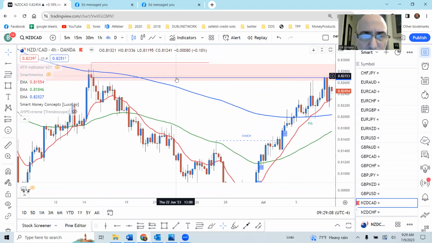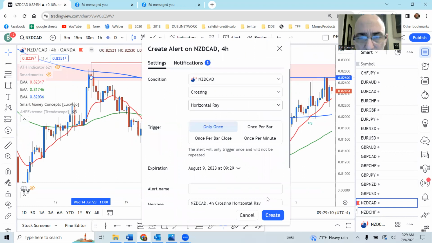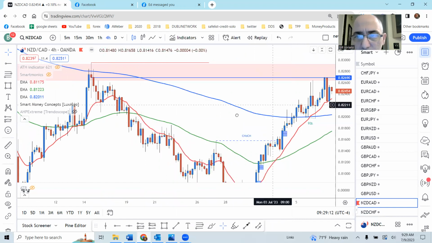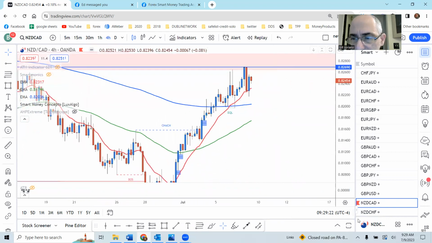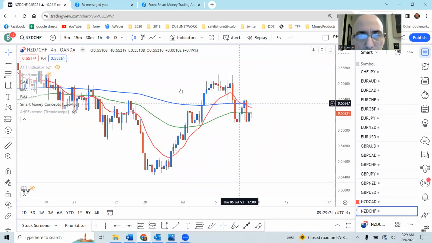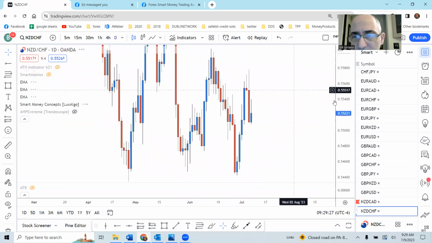But we could set another alert just to remind us, because more than likely price is going to move back up into this area, and then we'll be able to get a lower time frame flip up there. I think this might have been one of the pairs that we traded on Friday. Can't remember now. Okay, NZD CAD.